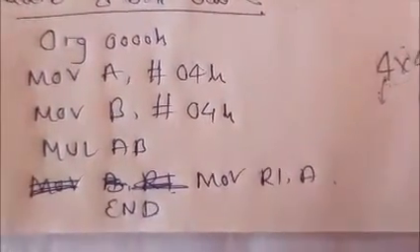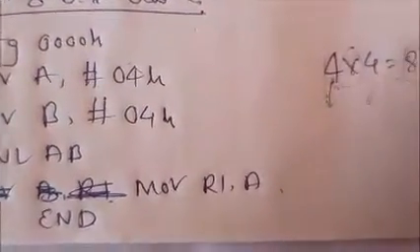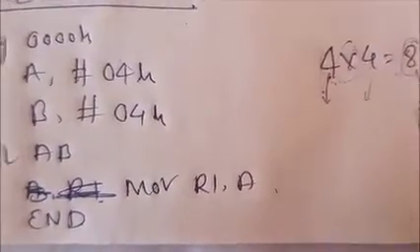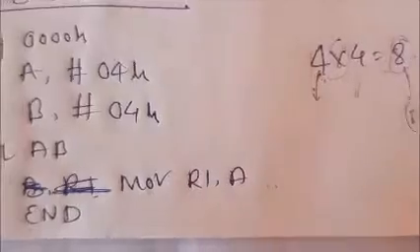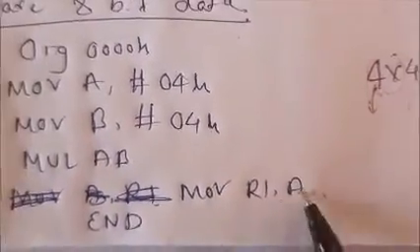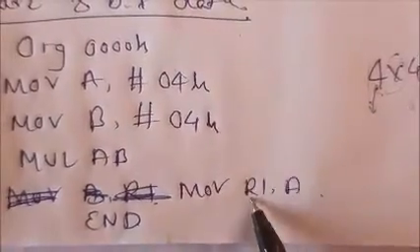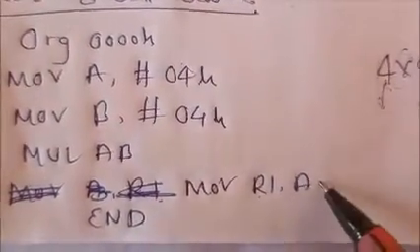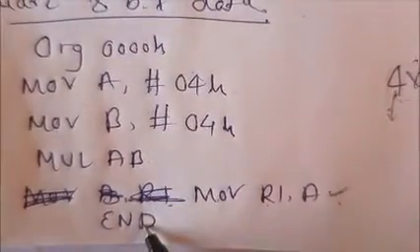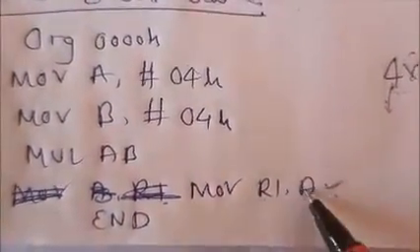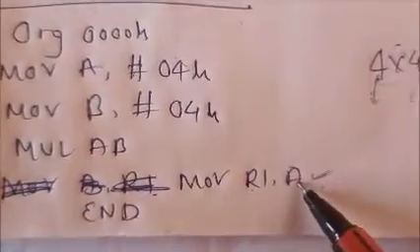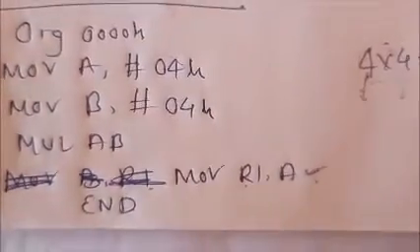Is it clear? Whatever result you got, it will always be in the accumulator only. So for the square program, you need to check the content of the accumulator itself for the result. Whatever the content of A is, I will move to the register R1. This instruction is optional. If you stop here only, that is also correct. But here, whatever the content is, I am moving it to R1. So the result is available in R1 also.